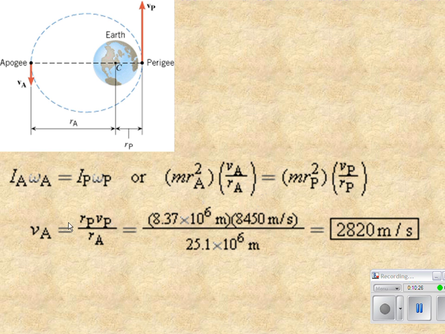You go ahead and solve for VA, plug in our values that were given, and you end up with the velocity out at position A at the apogee being 2,820 meters per second. So the idea here is that the angular momentum before equals the angular momentum after, just like when we studied linear momentum, before equals after.